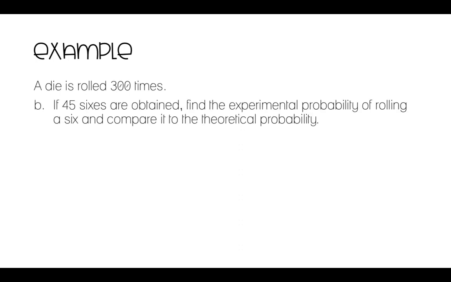Okay, if 45 sixes are obtained, find the experimental probability of rolling a 6 and compare it to the theoretical. So the theoretical would be 1/6, but the experimental probability would be 45 over 300, because we've got 45 sixes obtained out of 300 rolls. So that gives us a probability of 3/20, or as a decimal, 0.15.